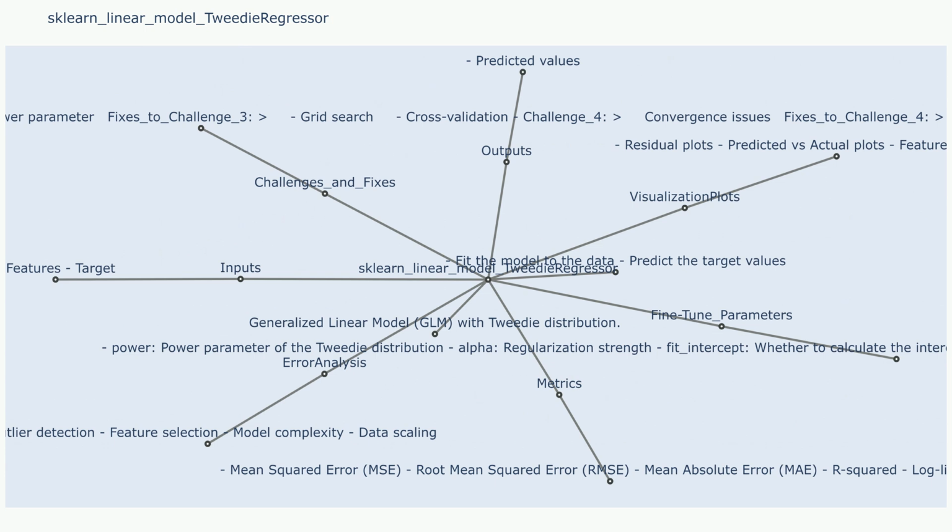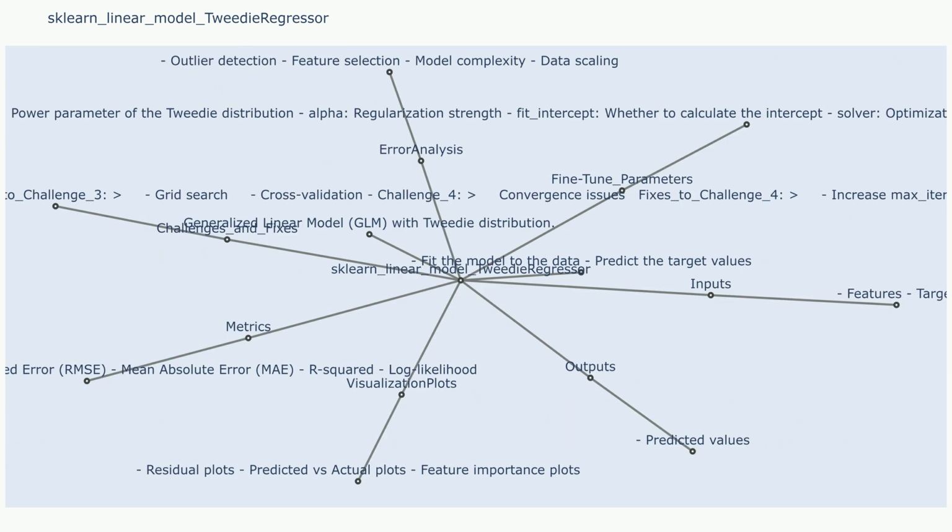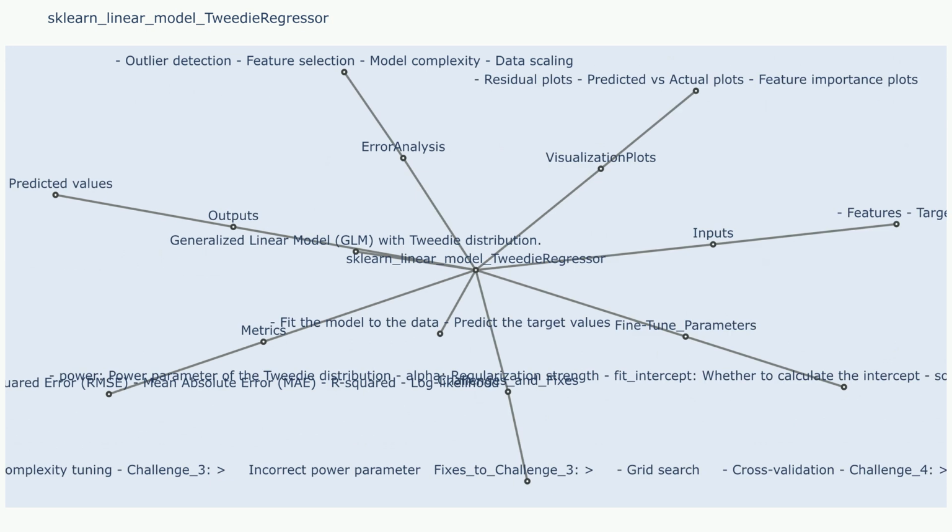Challenge 3: nonlinear relationship between features and response. The Tweedie regressor assumes a linear relationship between the features and the response. Sample use case: modeling the number of website visits based on advertising spend, where the relationship may be nonlinear. Fixes: transform the features using nonlinear functions, e.g., polynomial terms or logarithmic transformations, to capture the nonlinear relationship. Use a nonlinear model, e.g., decision tree, support vector machine that can handle nonlinear relationships.